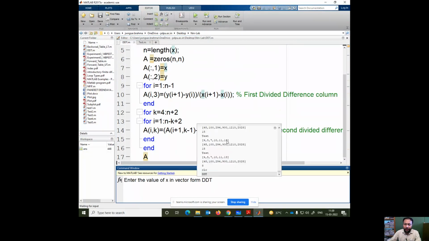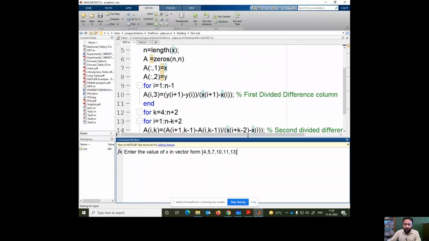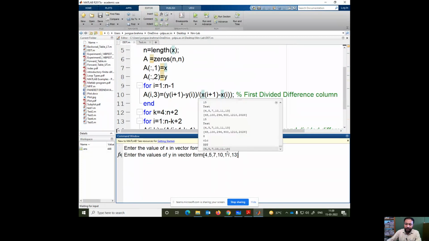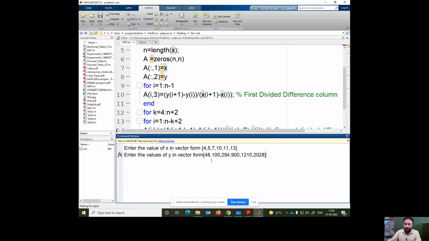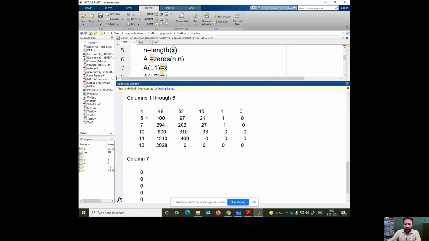Input the value of x in vector form. I have input it here: 4, 5, 7, 10, 11, and 13. Input the value of y: 48, 100, 294, 900, 1210, 2028. Enter. If I press enter here, I get a table.